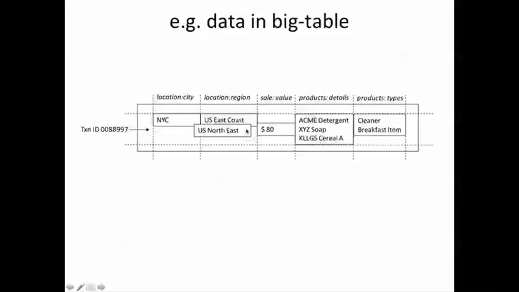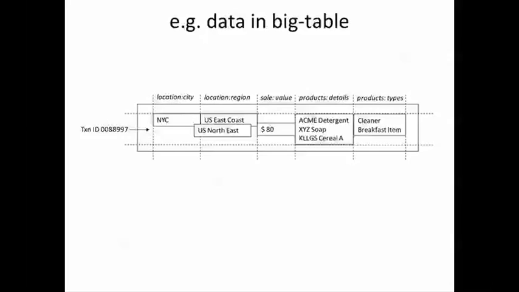Additionally, each of these different values for a particular row-column combination can be timestamped, so that, for example, the location for this transaction might be the US East Coast today, but tomorrow one is free to change it by making it US Northeast.